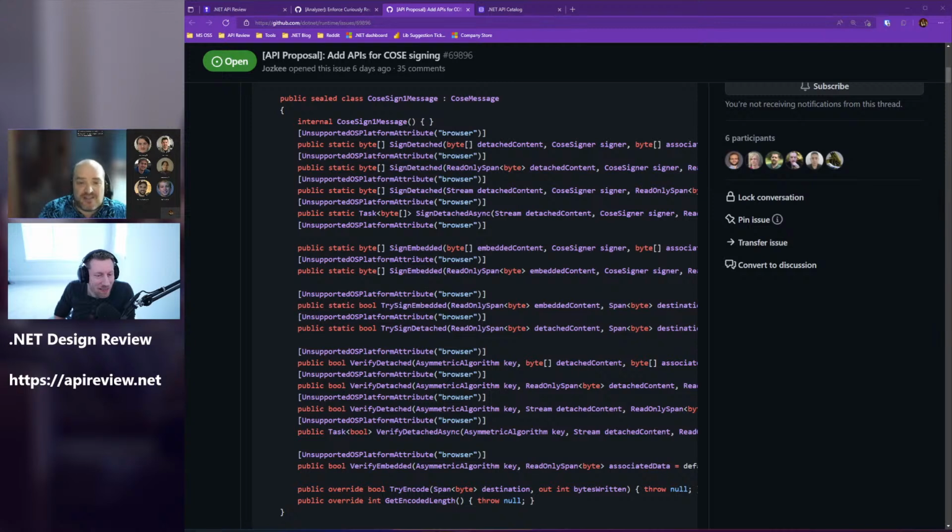And you can modify the unprotected headers in calling code. So technically all of that would work just fine on the browser. It's super niche. The attributes are painted on the things that just don't work.